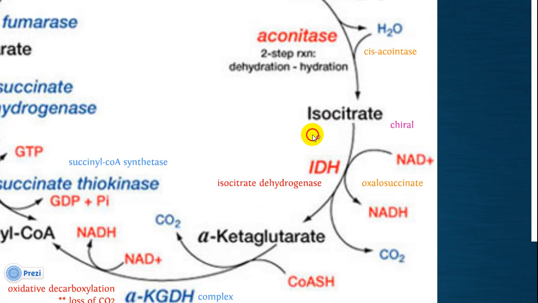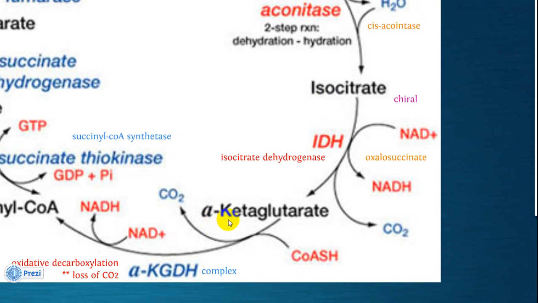Now the isocitrate will be converted into a compound called alpha ketoglutarate by an enzyme called isocitrate dehydrogenase. Remember that dehydrogenase is a type of enzyme that will take an H plus from this compound and give it to a carrier, NAD plus. So the isocitrate dehydrogenase enzyme will take an H plus from the isocitrate and give it to NAD plus. And here is the first oxidative reaction in this cycle.